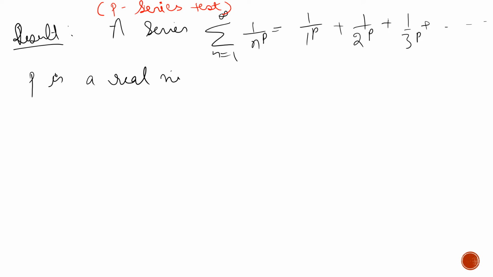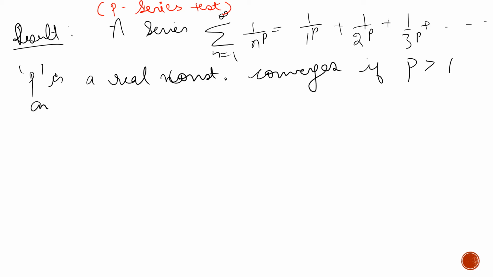You can write p as a real constant, and this series converges if p is greater than 1 and diverges if p is less than or equal to 1. So we want to show this result.